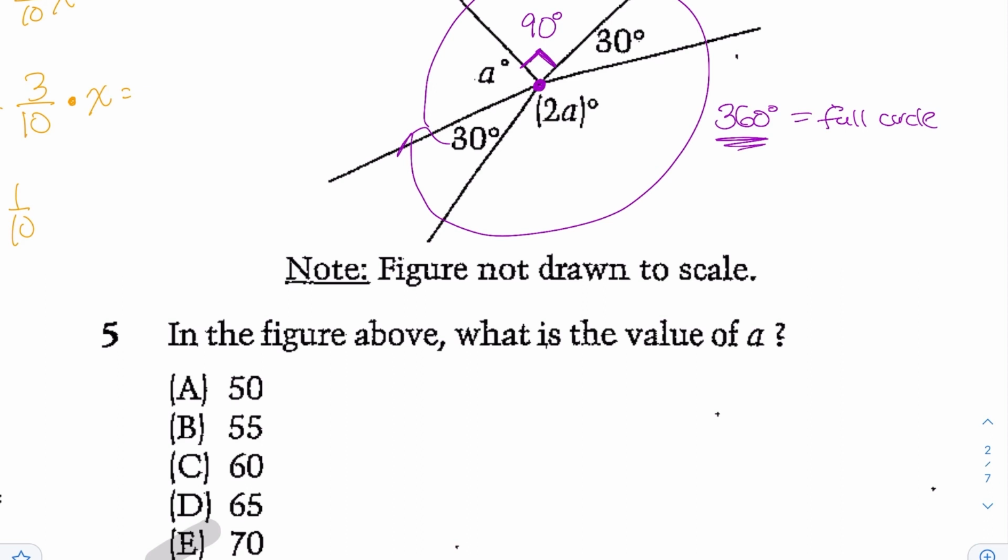So if you take A, just going clockwise, plus 90, plus this 30, plus the 2A, and finally plus this 30, that has to be equal to 360 degrees.